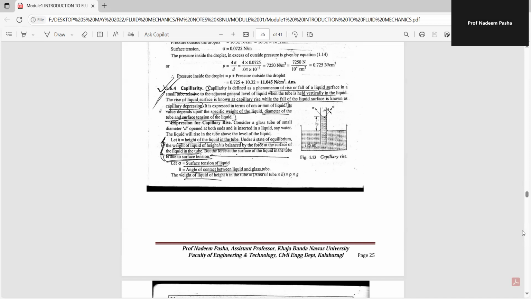So how do you define capillary fall? Capillary fall is the reduction in the level of the liquid in the glass tube when it is inserted in it. Normally, capillary fall is observed in case of mercury, whose density is more, that is 13.6 into 1000, which comes out to be almost 13600 kg per meter cube. Capillary fall is identified by the negative sign.